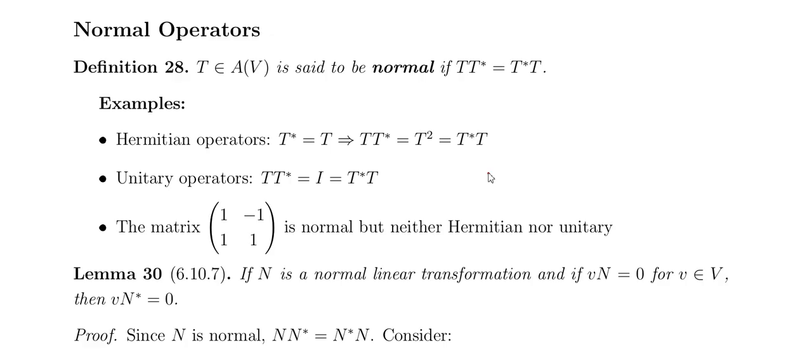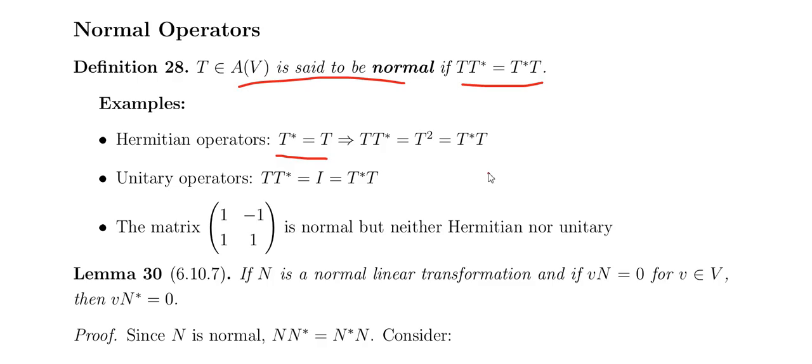So T belongs to A of V is said to be normal, that is TT star equal to T star T. If T star is a Hermitian matrix, that is T star equal to T, then TT star equals T square, which equals T star T. And if TT star equal to I, that is called the unitary transformation, T star T equal to I.